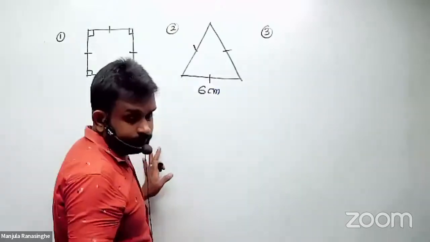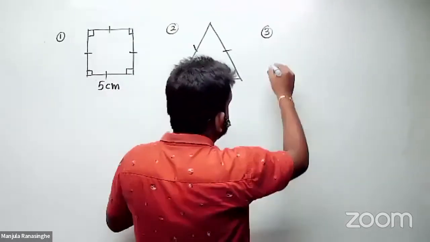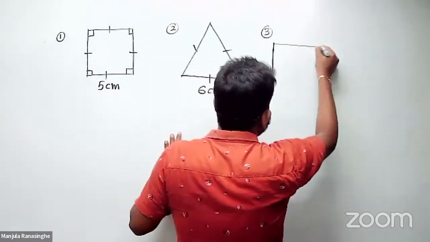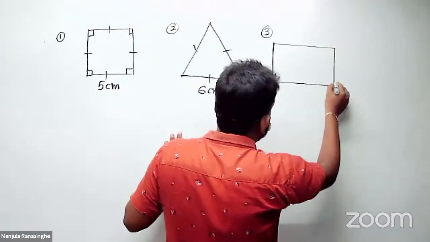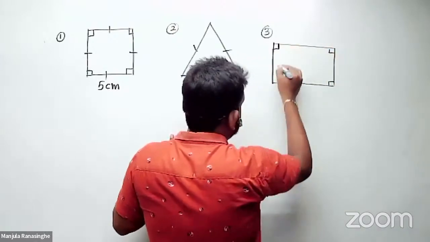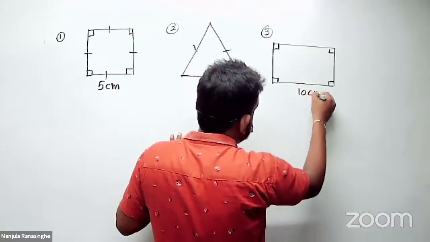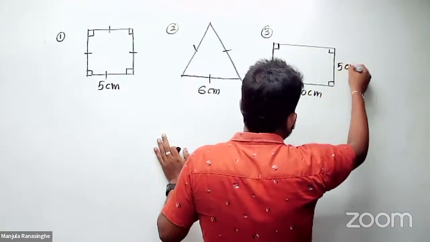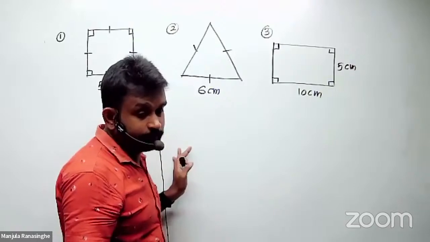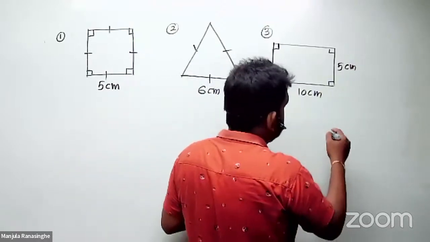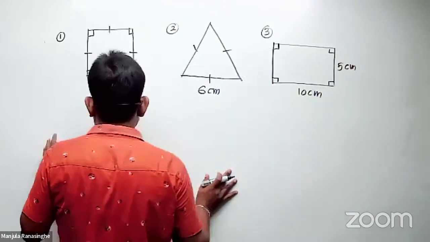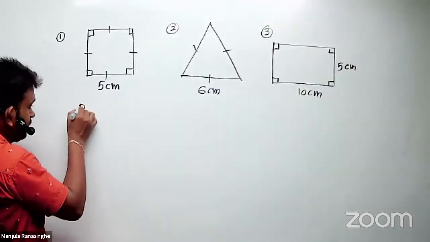The third one, I have a rectangle. This is a rectangle with side length 10 centimeter and breadth 5 centimeter. Okay. And here I have another, right. First we will do this thing. Right. So perimeter, you know that.